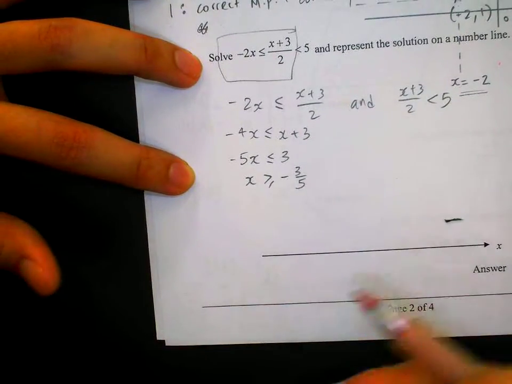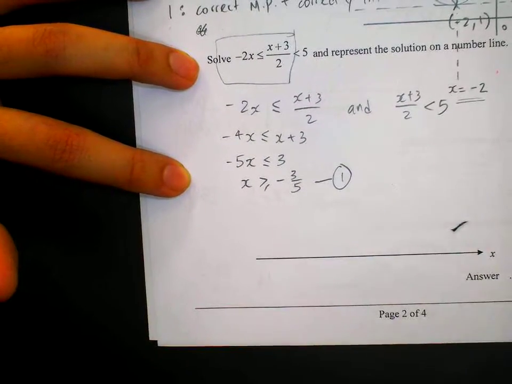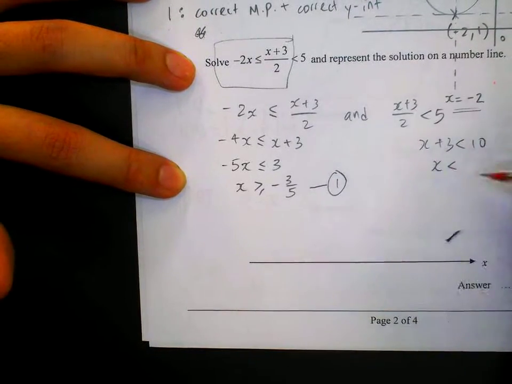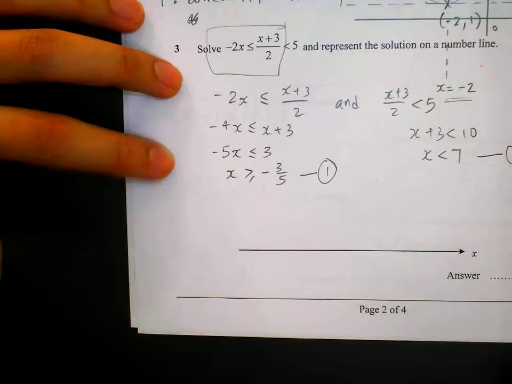Okay, you did the sign flipping. This one, 1 mark. On this side, x + 3 < 10. x < 7. Another mark. That's 2 marks already. Quite good deal, huh?